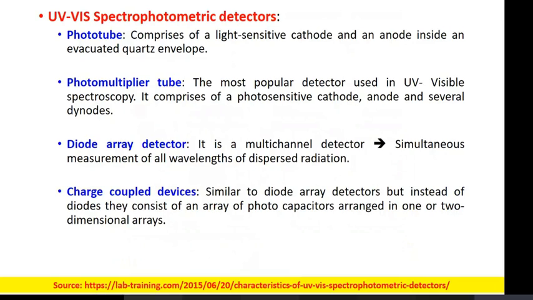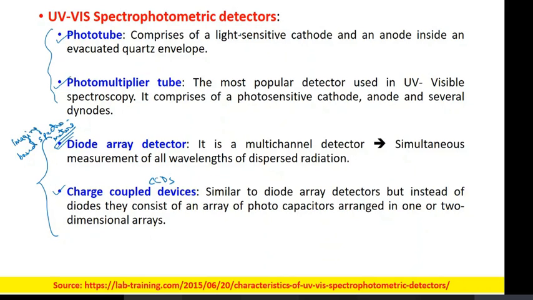Now coming to the UV visible spectrophotometric detectors, we have the phototube. Second one is the photomultiplier tube. Third is the diode array detector, and fourth is the charge coupled devices. Okay, these are also regarded as CCDs. These two are used for imaging based spectrophotometers. Phototube and this one are used for conventional spectrophotometers.